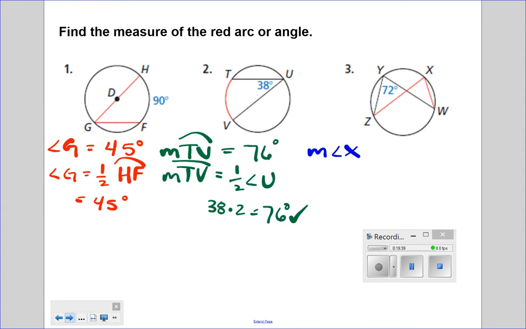What do you notice about angle Y and arc ZW? Both angle Y and angle Z intersect arc W.